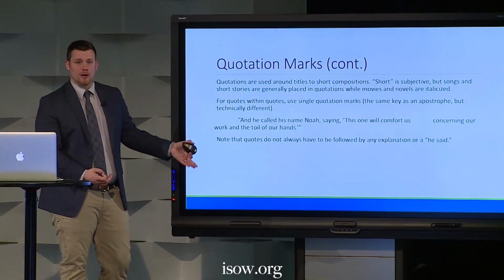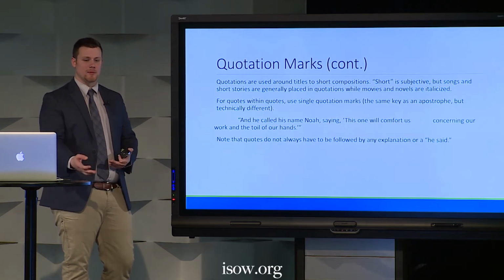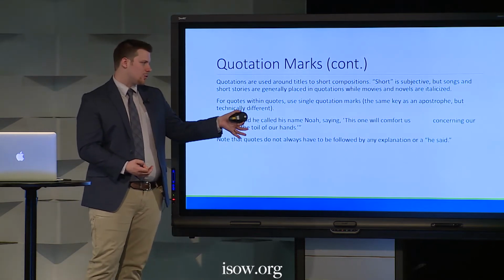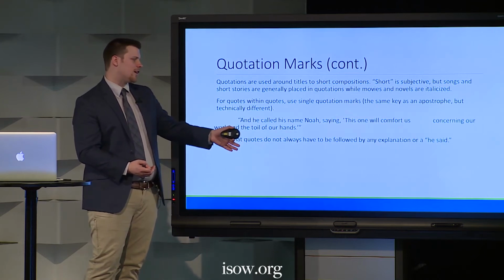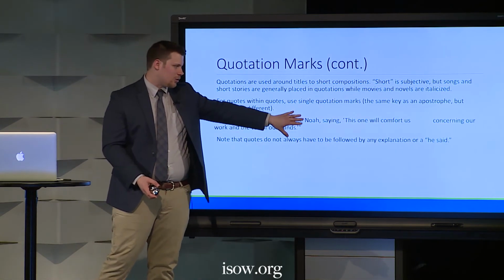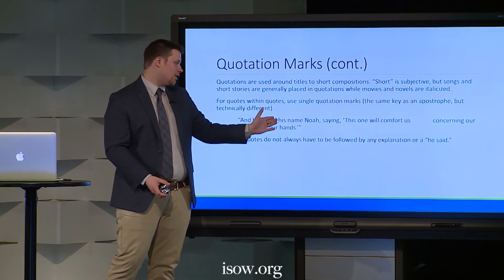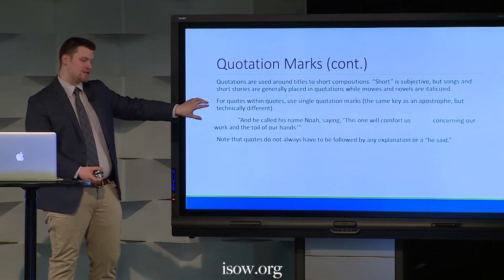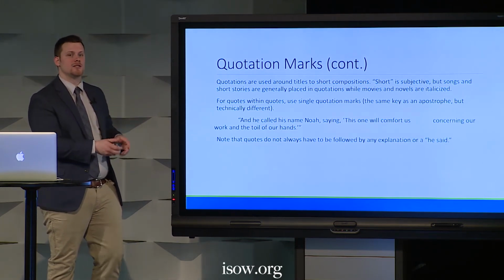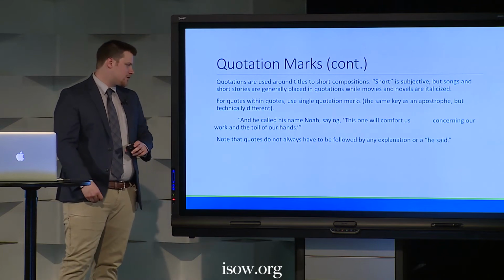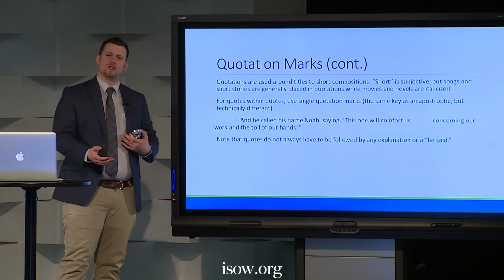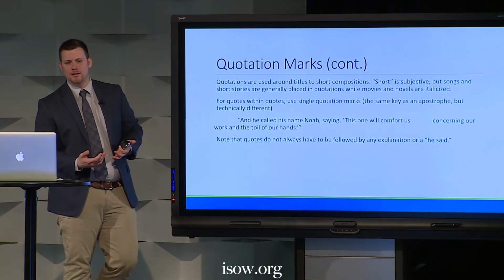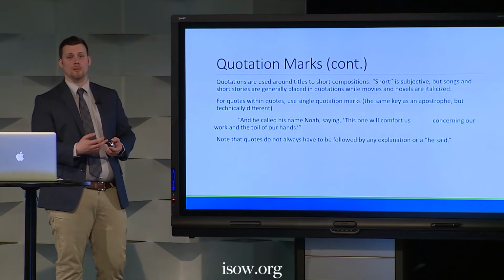So for example, if you're quoting the Bible and somebody is saying something in a particular Bible verse, you might say, and he called his name Noah, saying, 'this one will comfort us concerning our work and the toil of our hands.' So this is a separate quote right here. This is what he called his name Noah saying. That's what he's saying. But the quotation is still being quoted from somewhere, so the whole thing is surrounded in quotation marks. So note that quotation marks don't always have to be followed by he said. You don't always have to introduce quotes. You can use them independently. They still have to be quoted if it's being quoted from someone.